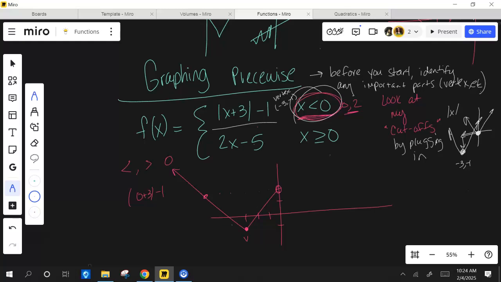Why did we go over 3, then 6? I counted over, here's my axis of symmetry. I counted over 1, 2, 3, so then I went 1, 2, 3. Because it's symmetric, folded over there. All right, listen.